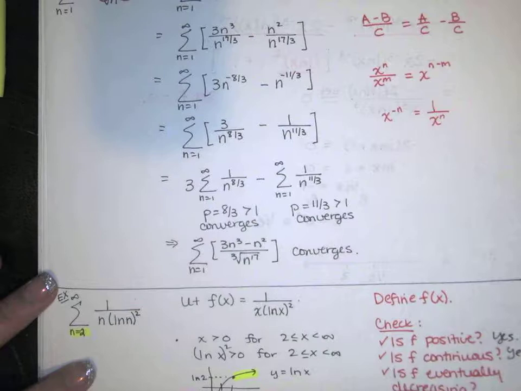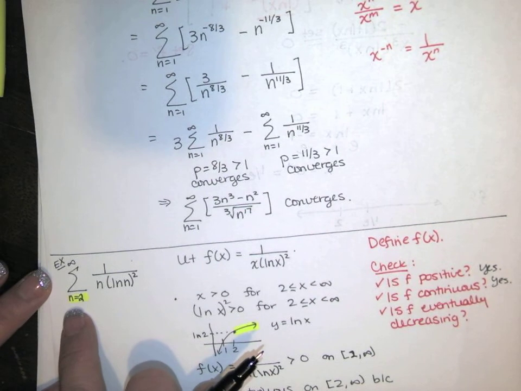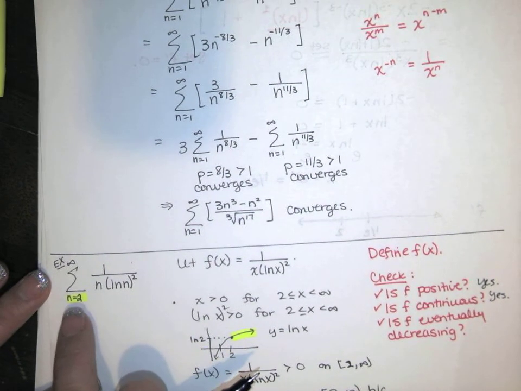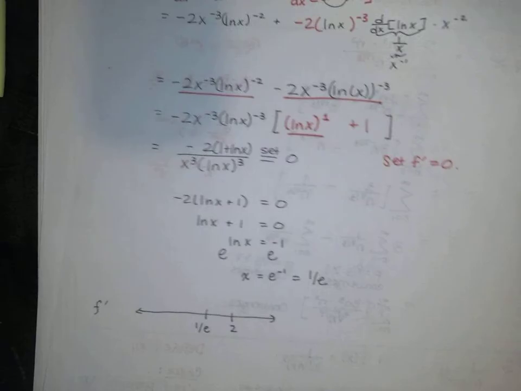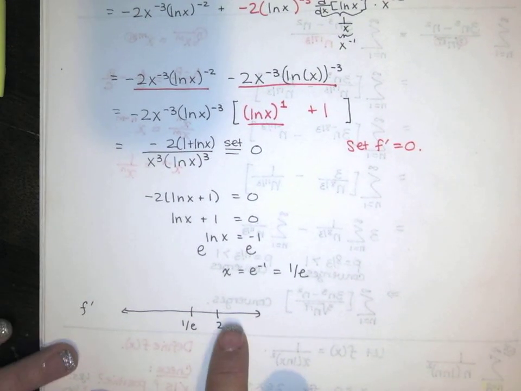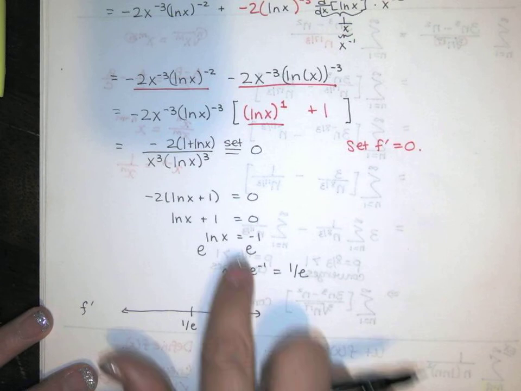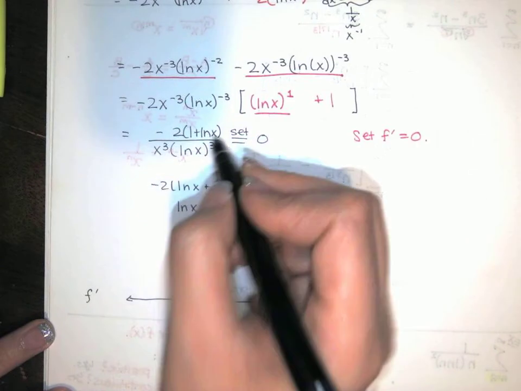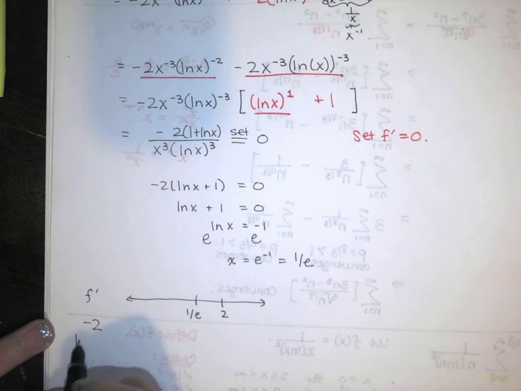Now remember where that comes from. That comes from right here. We start at x equals 2 because it's where n starts. For x greater than or equal to 2, what happens to this? Let's look at all the factors separately. I've got a negative 2, 1 plus natural log of x, x cubed, and natural log of x cubed.